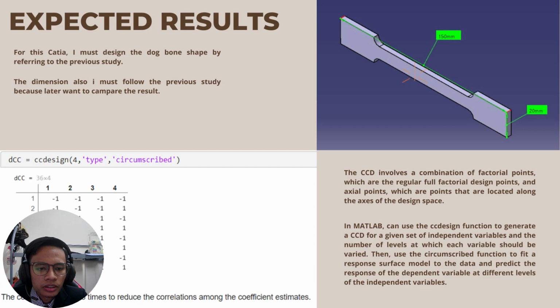Next, the picture below is the data collected from MATLAB for the central composite design. So before plotting the graph, here is the data that I already collected, and the center point is run 8 times to reduce the correlation among the coefficient estimates.